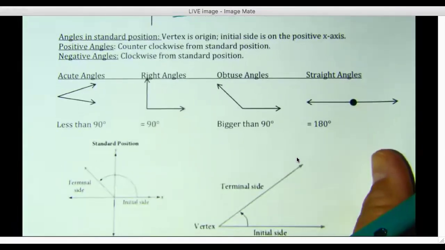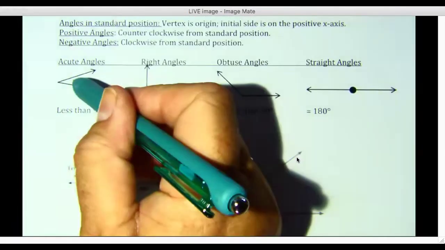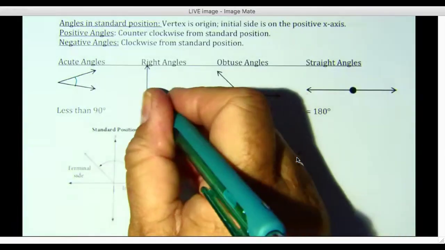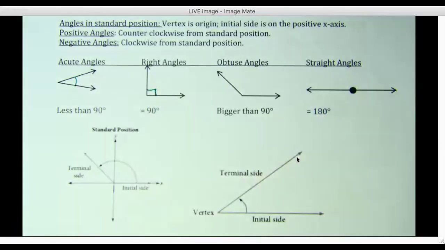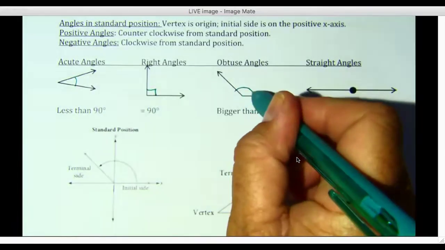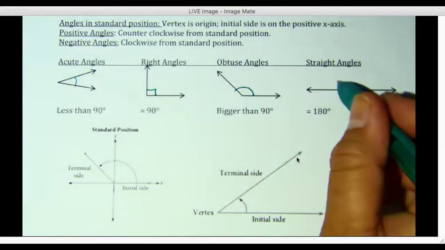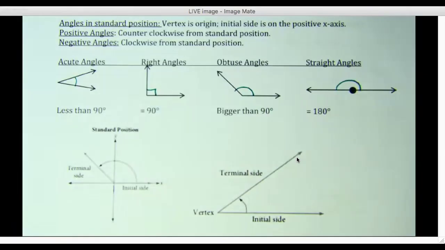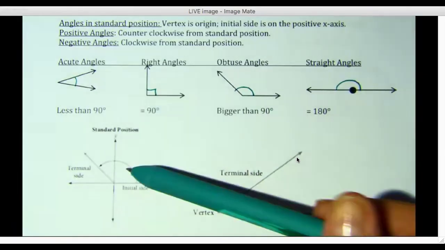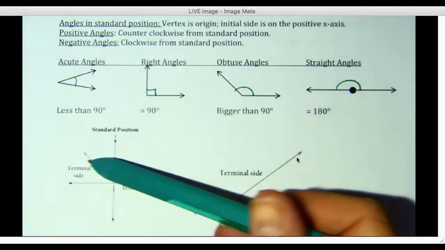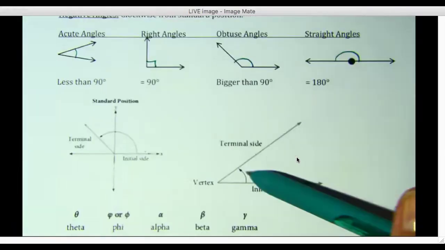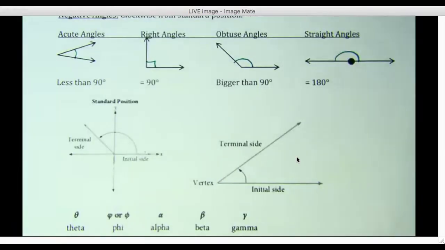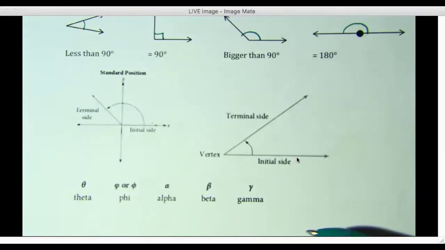There are 4 different types of angles: acute angles that are less than 90 degrees, right angles that are exactly equal to 90 degrees, obtuse angles that are more than 90 degrees, and flat or straight angles, which are 180 degrees. It's a straight line. Again, standard position, initial side, terminal side, opening up counterclockwise. This is called the vertex of the angle, and the initial side opens up in that counterclockwise direction.